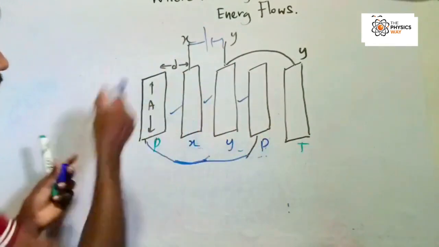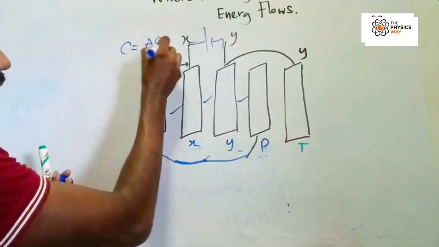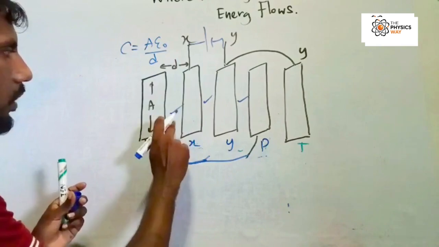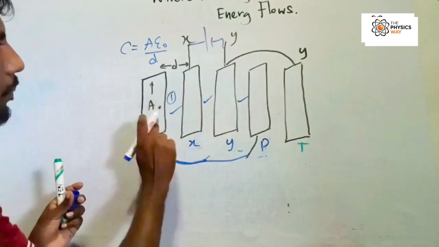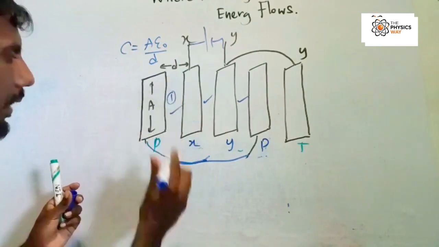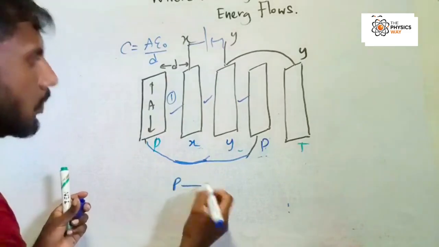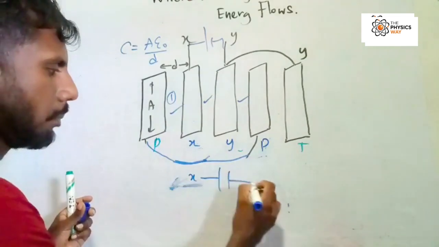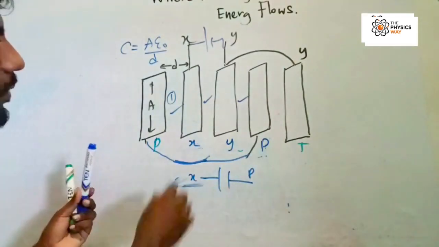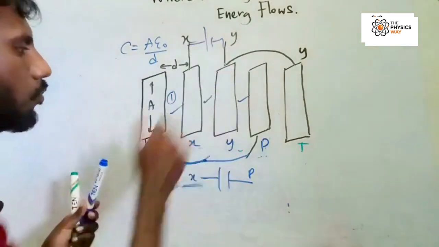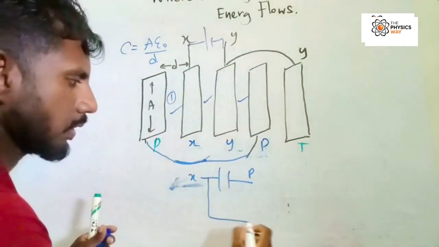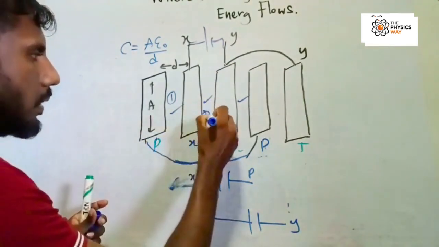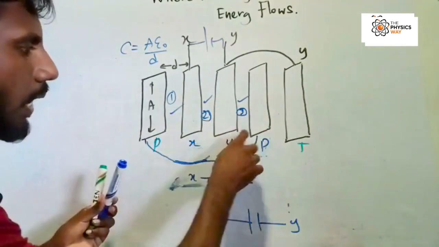Capacitance of one capacitor has to be A epsilon naught over D. That of course we know, right? So I'm going to write from this one, the first capacitor, between P and X, right? So X and P, between X and P we have a capacitor, right? Then between X and Y we have one capacitor. So let's say this point is Y, right? Second capacitor.